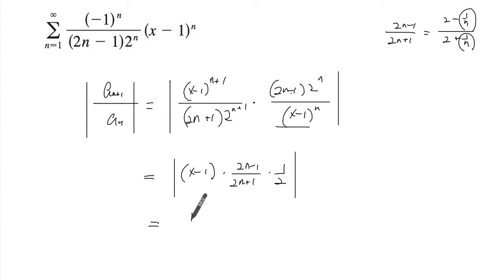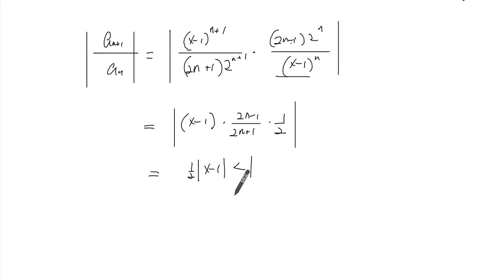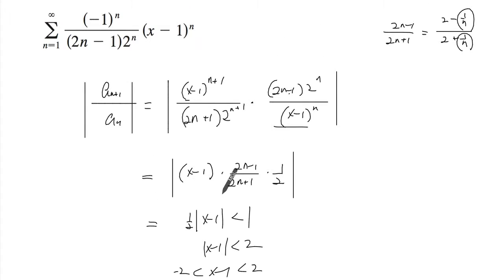So we really have a half of the absolute value of x minus 1, and this has to be less than 1. So x minus 1 has to be in between 2 and negative 2. Add 1 to all three sides. Okay, so that's the interval of convergence, but we have to check the endpoints, negative 1 and 3.